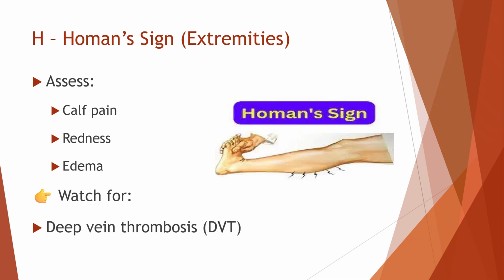Now, why are we checking this? Because these symptoms may indicate a serious condition called deep vein thrombosis, DVT, which is the formation of a blood clot in the deep veins, usually in the legs. So students, if the mother complains of pain in the calf, or if you notice swelling and redness, you should be alert and report it immediately. Early detection is very important to prevent complications.